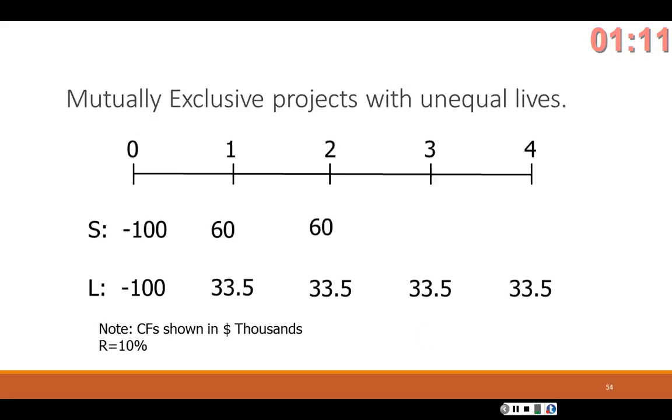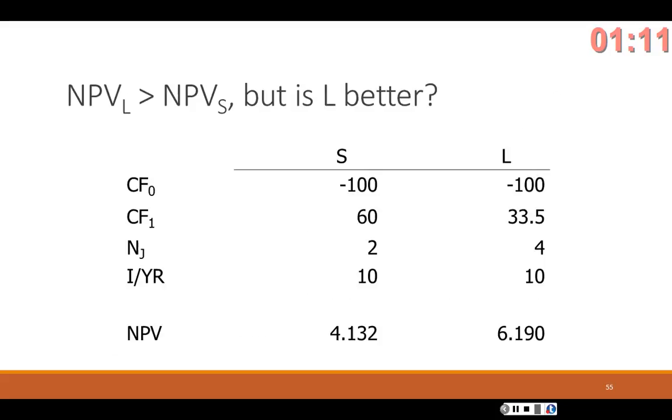Another situation that can occur is unequal lifespans. So here we have mutually exclusive projects with unequal lives. The short project costs $100 and returns $60 in years 1 and 2. The long project costs $100 and returns $33.50 for 4 years. The cost of capital is 10%. So the net present value of the long is greater than the net present value of the short. But is the long truly better?